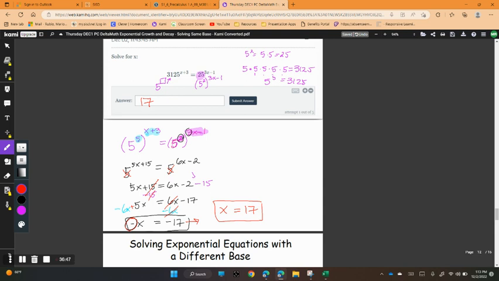Okay, good luck, guys. I hope you are able to solve these problems and complete the Delta Math. If you do need additional help, I can help you all on Monday when I get back. We can look it over.